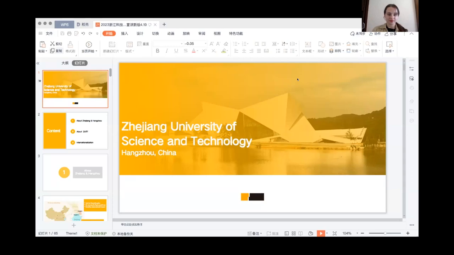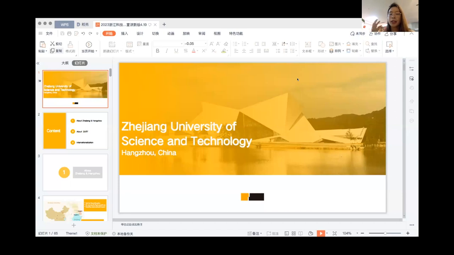This is the Zhejiang University of Science and Technology, located in Hangzhou of China. And what is this university and where is it located? For today's presentation, I will divide it into three parts.